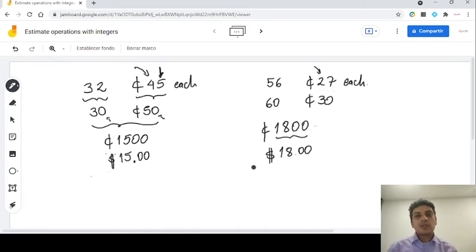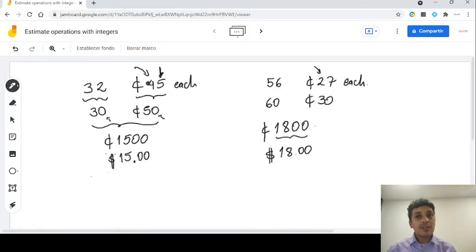Now, maybe you can ask, okay, but what happens if I want to multiply these numbers quickly and I want to do it in my mind? There are many strategies to do it. I'm going to show you one strategy, especially when you have multiples of 5, like 45, and when you have numbers that are close to a 10, like 27. So what can you do in your mind?